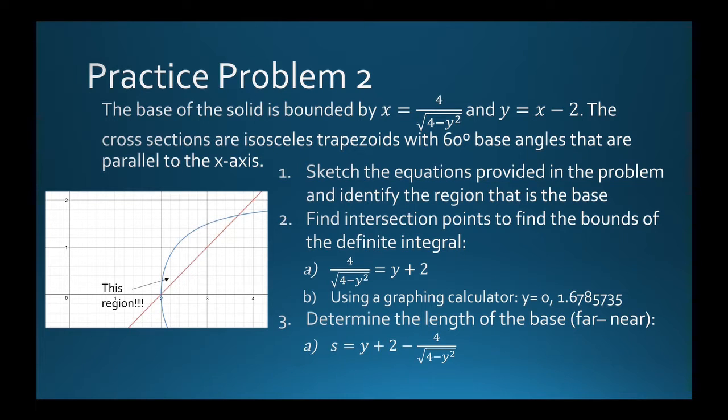And again, notice that because we're integrating with respect to y, we had to isolate x in the equation y equals x minus 2 in order to use it to find the intersection points as well as the length of the base. So now to the next step, we need to again get the cross-section formula.